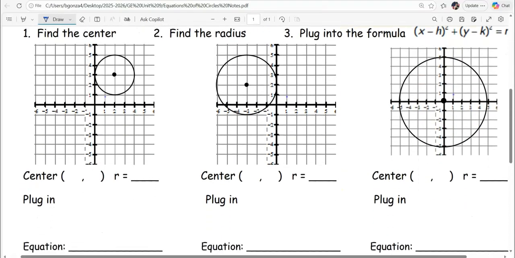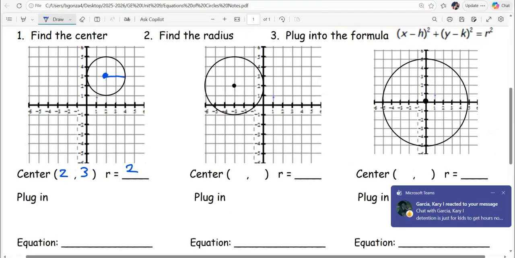Number 1, find the center. Found it. Right here. Now, this point, what's the x comma y? So it's 2 to the right, 3 up. Go ahead and put 2 comma 3 right here. It's too easy. Now, r is the radius. The radius is from the center to the edge. You can literally count the squares or the segments. 1, 2. 2 is correct.